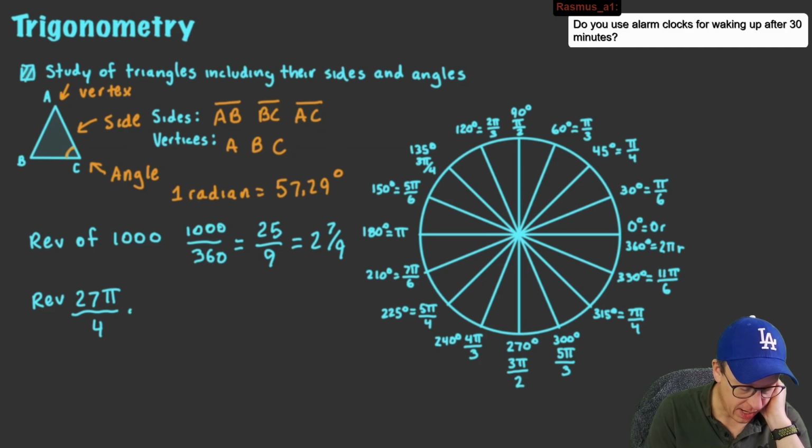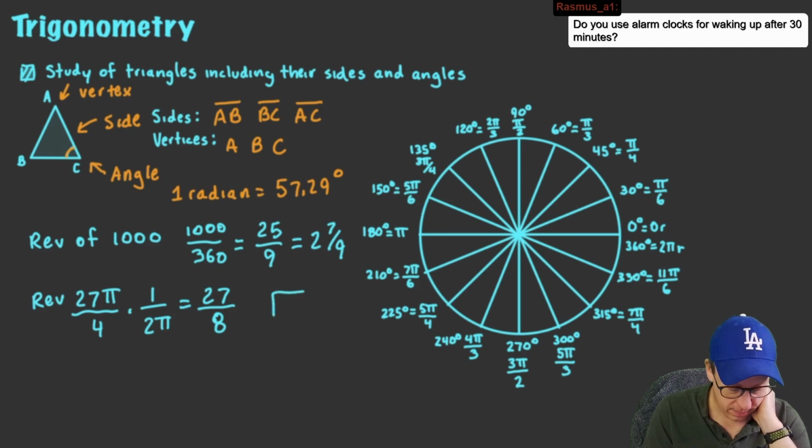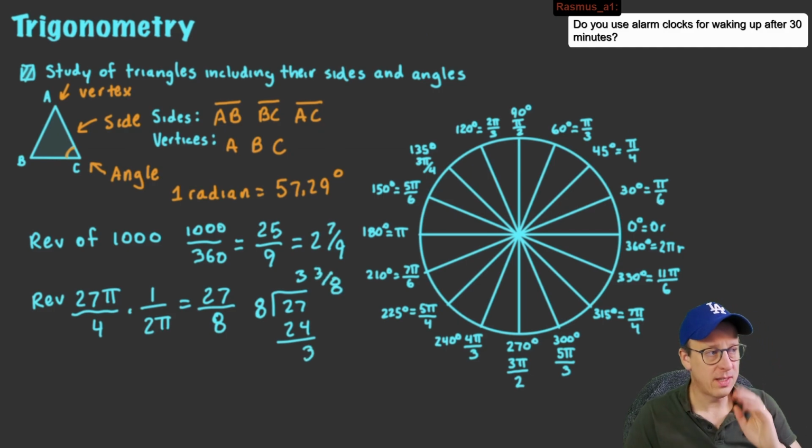Now, if you wanted to find out how many revolutions you would get with 27π over 4, you multiply that by 1 over 2π, which is equal to 27 over 8. Again, the π's cancel out. If you divide 27 by 8, you're going to get 3, which is 24, and 3 over 8 left over. So that's how many revolutions.